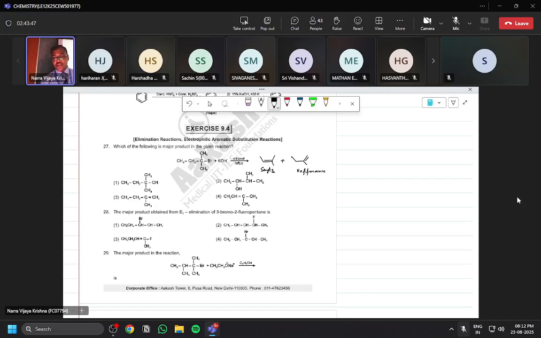Generally, always which is major? Saytzeff will be major. Hofmann is major only in a few cases. What are they? Poor leaving group, quaternary ammonium salts, if a gamma carbon is quaternary, bulky base, alcohols when heated with thorium oxide. In these five cases, you will get the Hofmann product as major. In all other cases, Saytzeff is major. So what should be the answer now? The answer should be option 4. Correct, sir? Right?